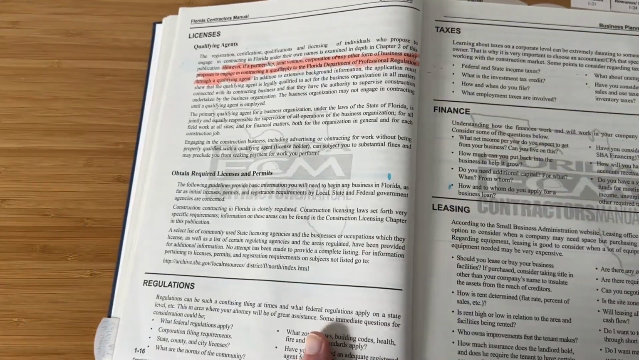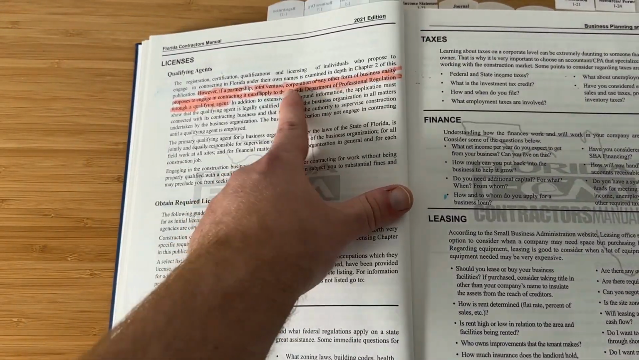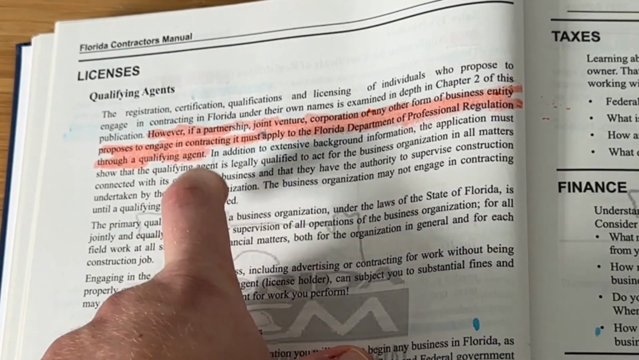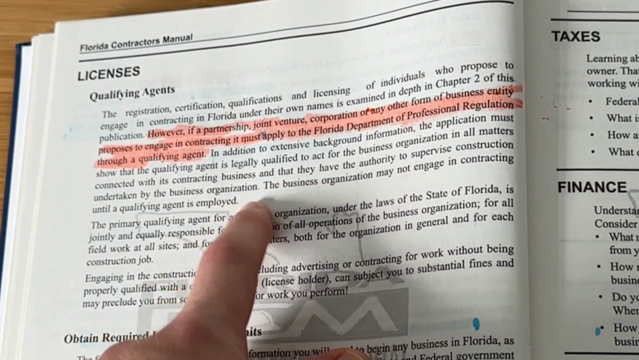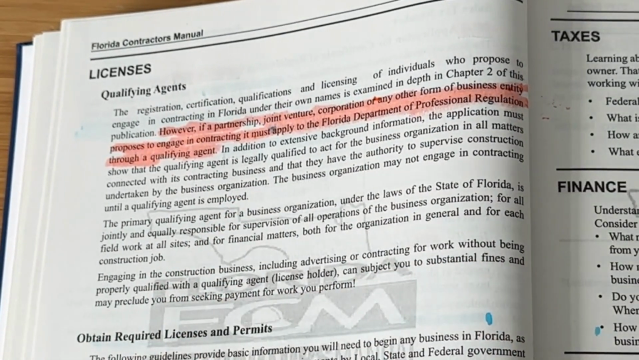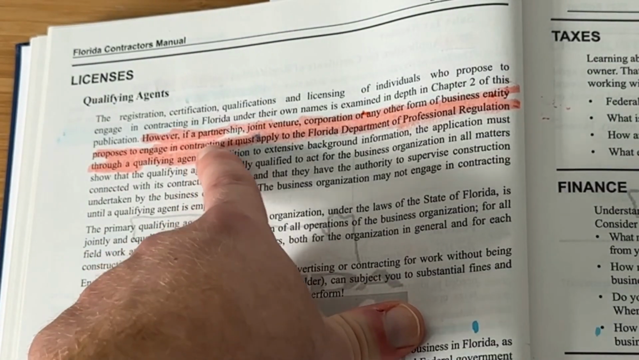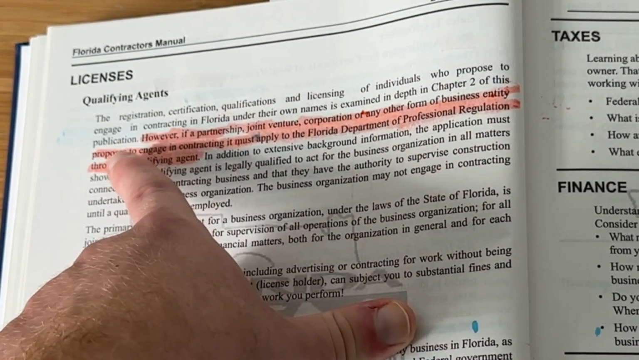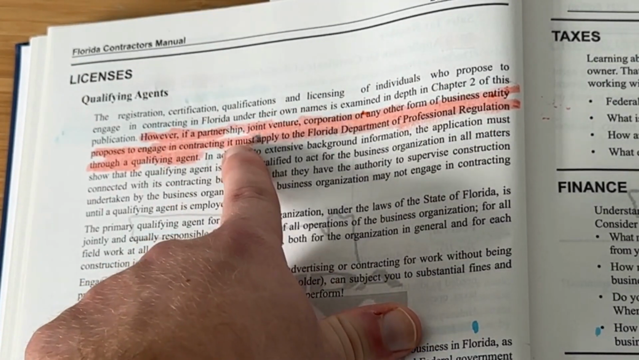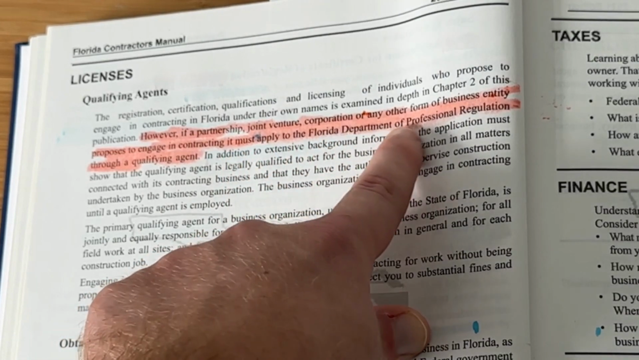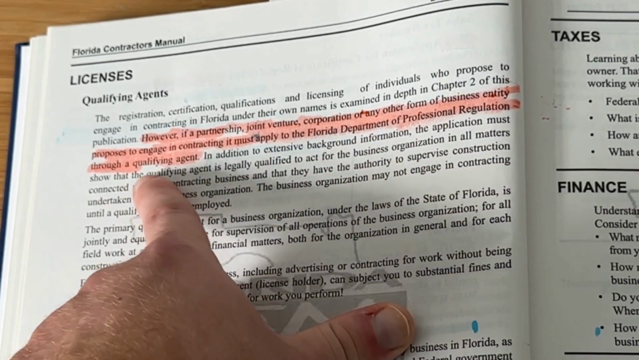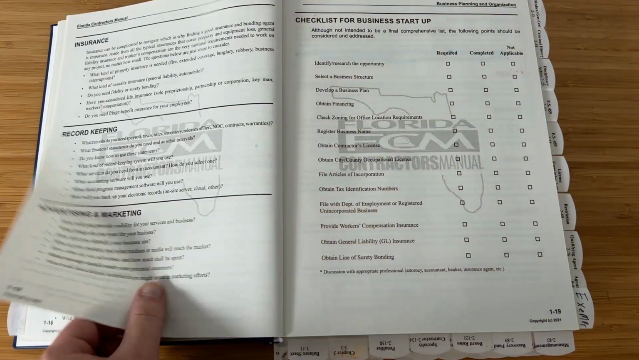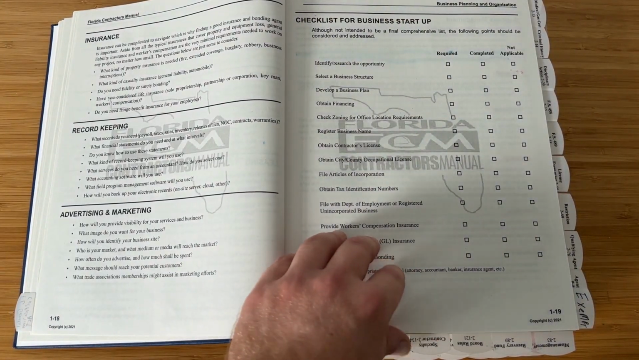Okay, page 116. I just have this. Qualifying agents. Make sure you learn what a qualifying agent is. They will ask that on the test most likely, and you should know what it is already. However, if a partnership, joint venture, corporation, or any other form of business entity proposes to engage in contracting, it must apply to the Department of Professional Regulation through a qualifying agent. I don't have anything highlighted here.